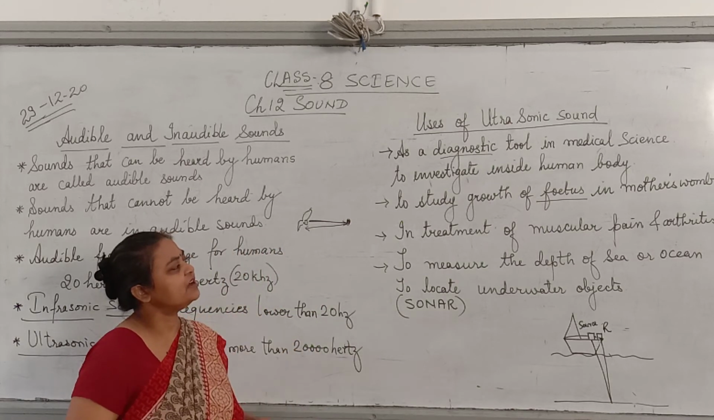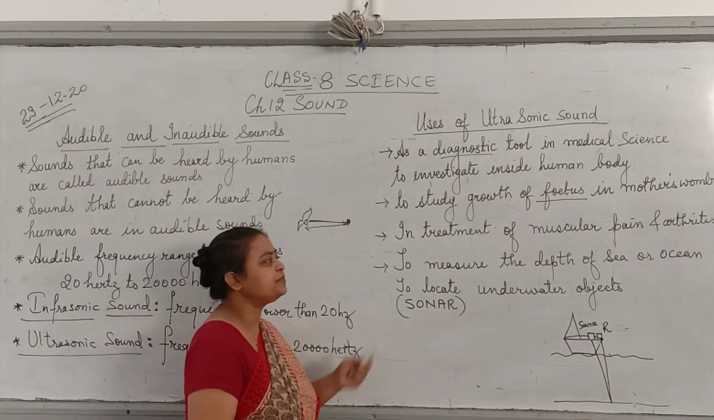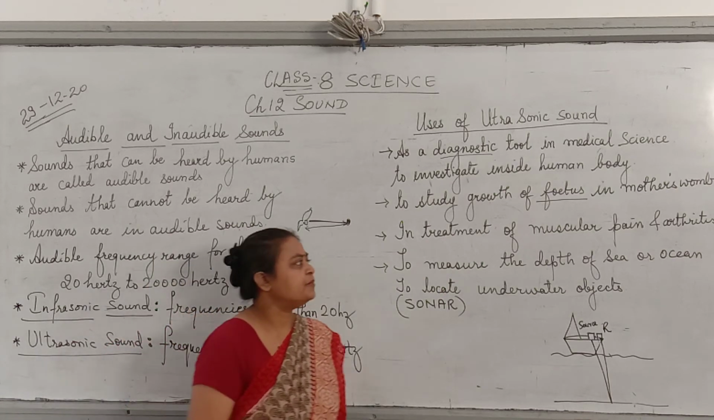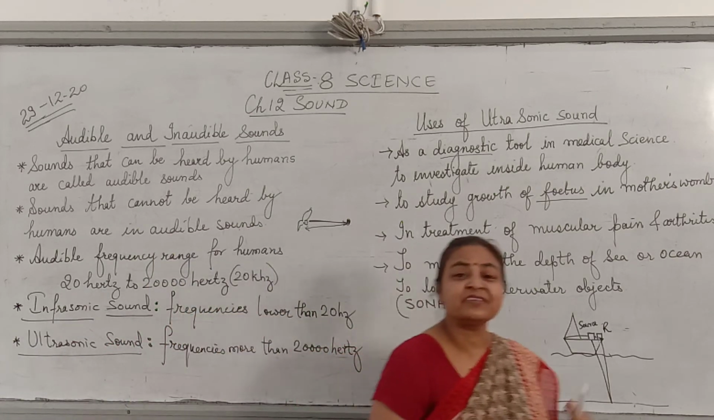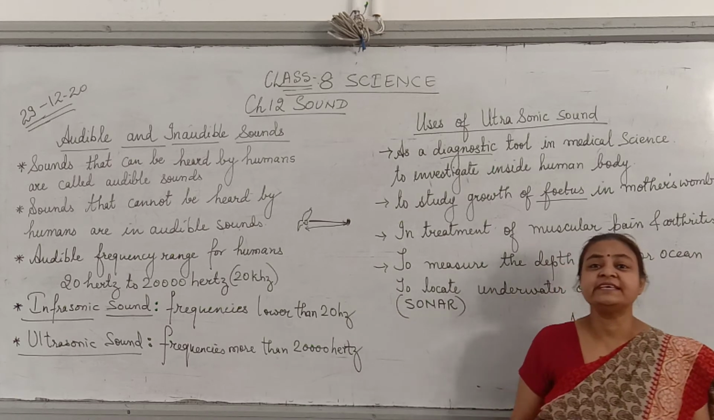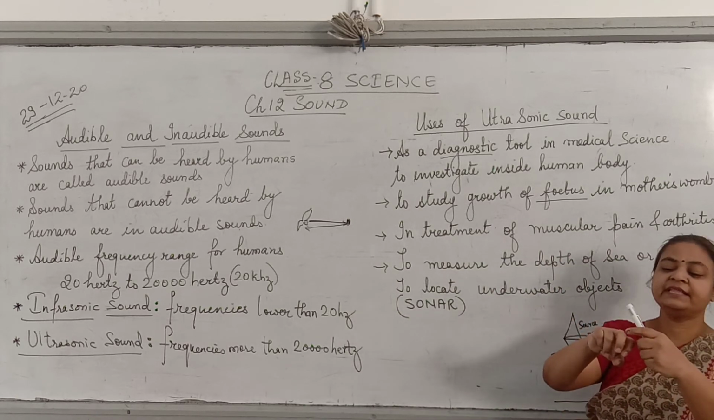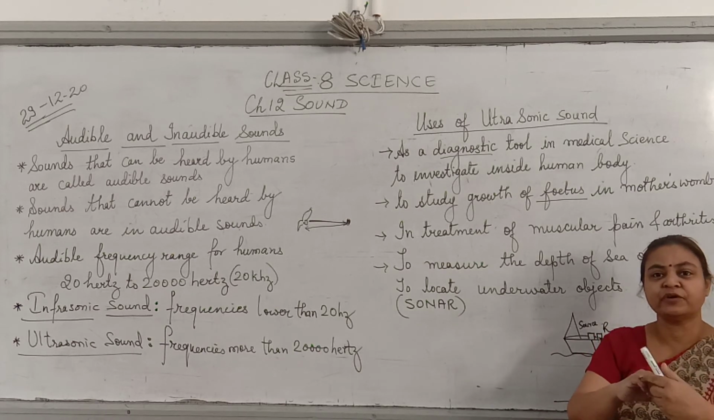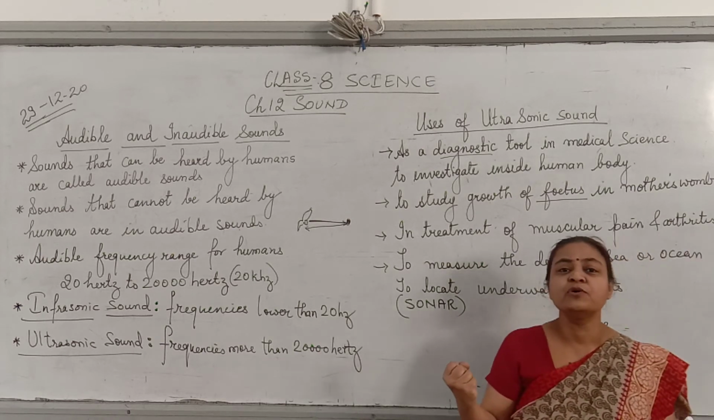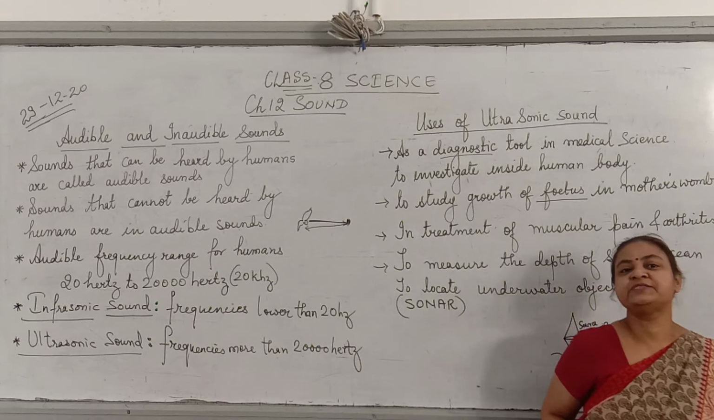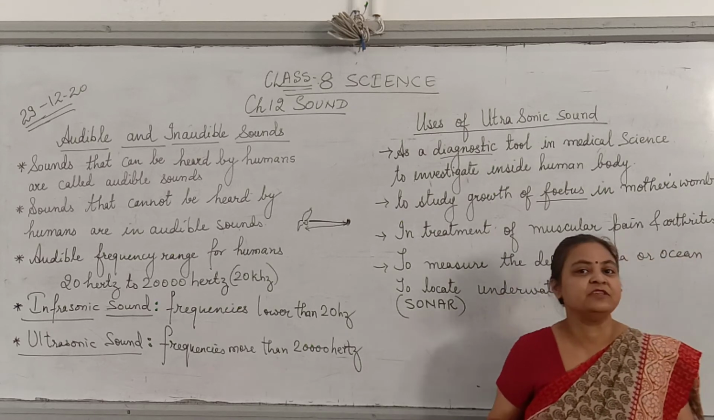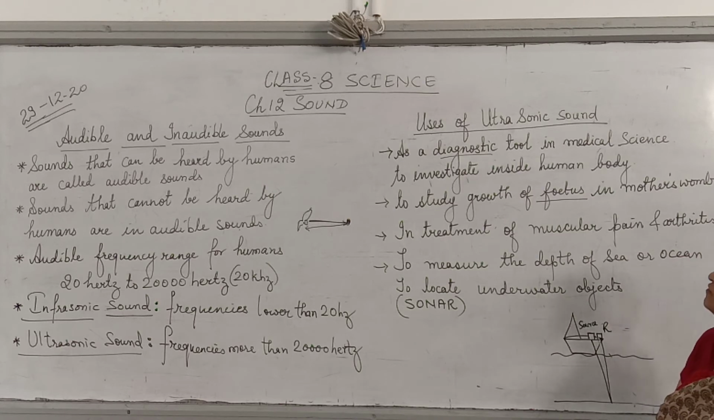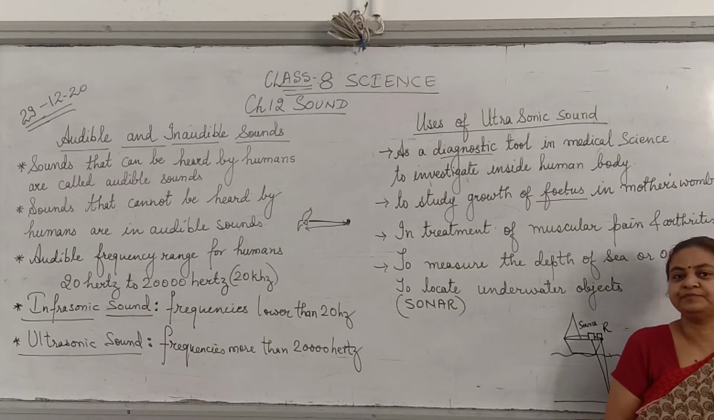Then the third use of ultrasound is in the treatment of muscular pain and arthritis. Muscular pain, you must be knowing. Arthritis is a kind of disease which affects the joints. In this, there is inflammation in the joints, swelling in the joints, and the person is not able to use the joints properly. It is very, very painful. So this ultrasound can be used for the treatment of arthritis also.